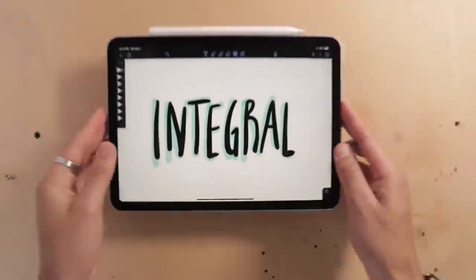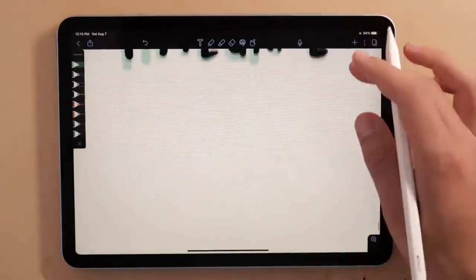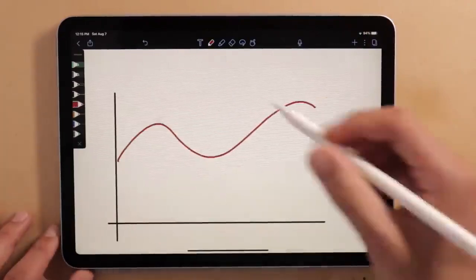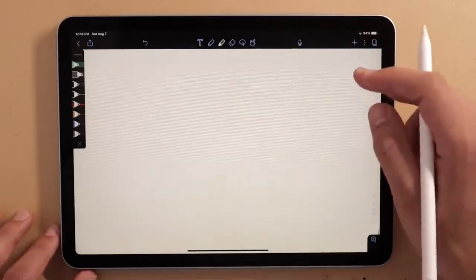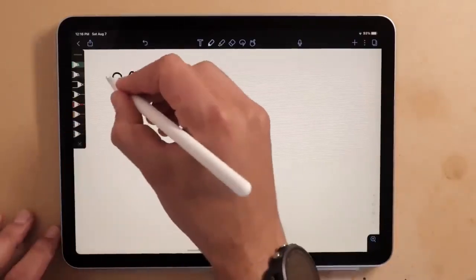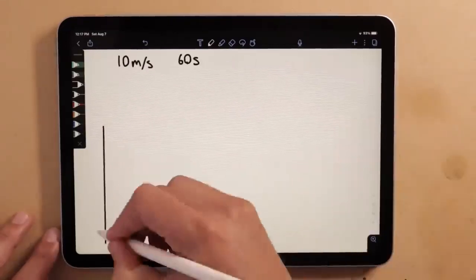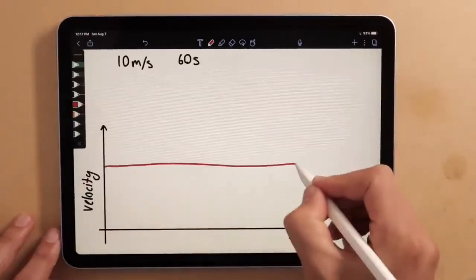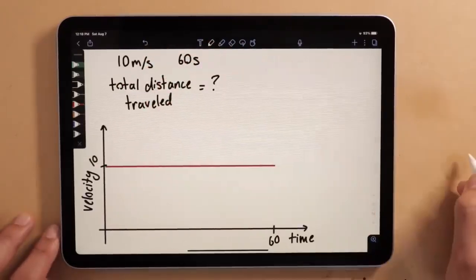Let's quickly remind ourselves of what an integral is. The integral of a function, understood graphically, is the area underneath the curve. Let's explain this using a common example. Say we were in a car traveling at 10 meters per second for 60 seconds. Here's a graph of the velocity over time. The question is, how far did we travel in total?